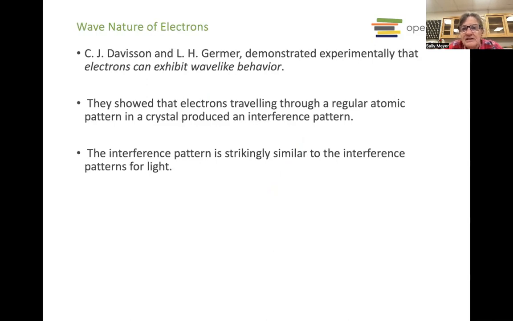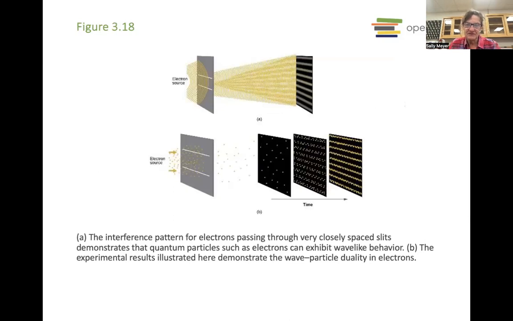Davisson and Germer demonstrated that electrons can exhibit wave-like behavior by looking at the fact that electrons do have interference patterns with each other, just like photons did. They showed that electrons traveling through a regular atomic pattern in a crystal produced an interference pattern, and the interference pattern is strikingly similar to the interference patterns for light. So this is just a picture showing that.